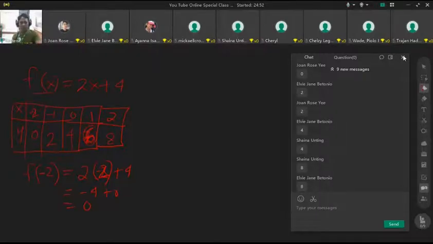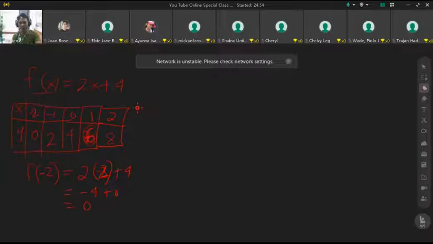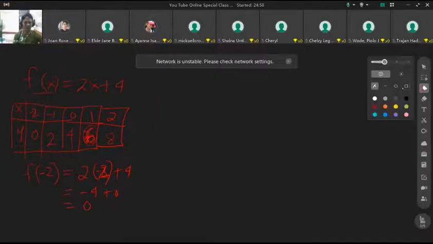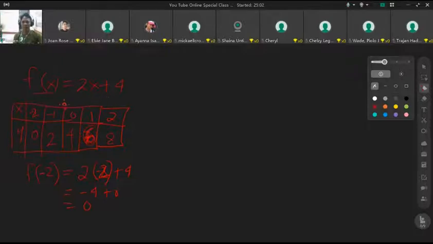So, we will graph this, the function f of x equals 2x plus 4.